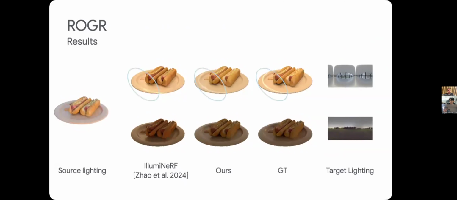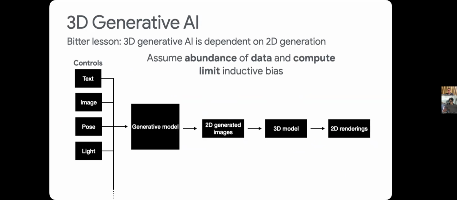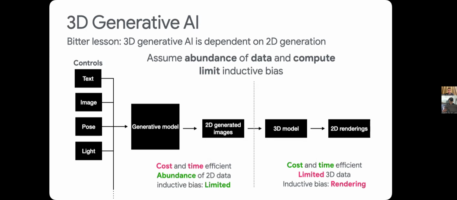So what we learned from this type of method setup, where we have a generative part and then a 3D distillation part, is that the 3D part will only ever be as good as the 2D generation part, as the 3D part is dependent on good generations. So if you remember Richard Sutton, who says to assume an abundance of data and compute and limit the inductive bias, we should assume that 2D generative methods will scale, whereas 3D models will not scale. But the 3D models are cost and time efficient.